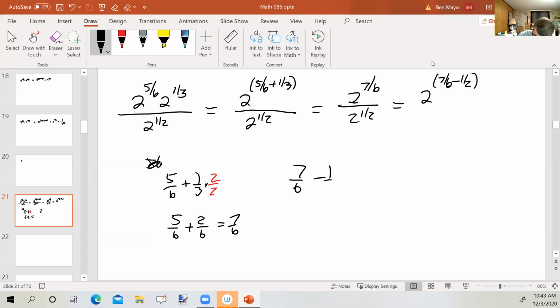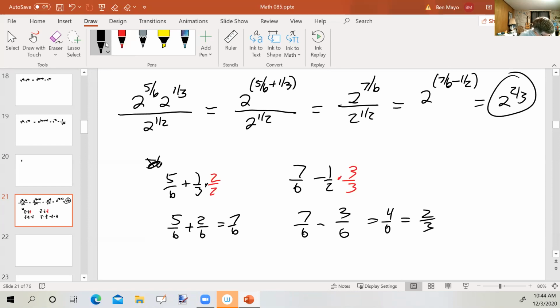Well, 7/6 minus 1/2, you'd multiply 1/2 by 3/3, and you'd get 4/6, which reduces down to 2/3. So final answer, 2 to the 2/3 power. Any questions there?